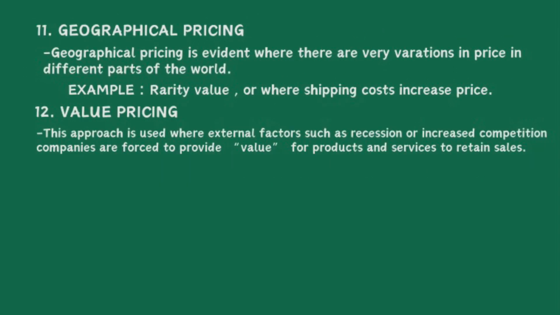Next, geographical pricing. Geographical pricing is evident where there is variation in price in different parts of the world. Just for example, rarity value or where shipping costs increase price.